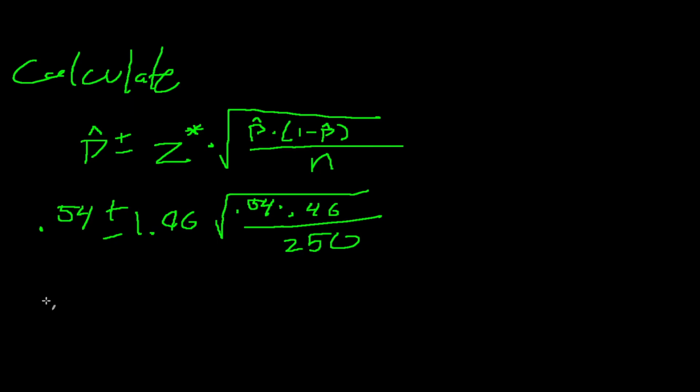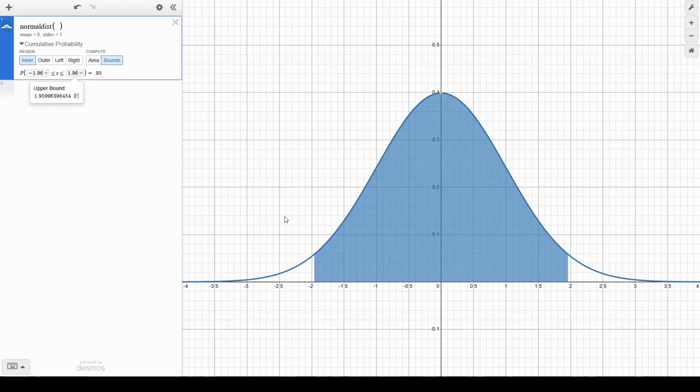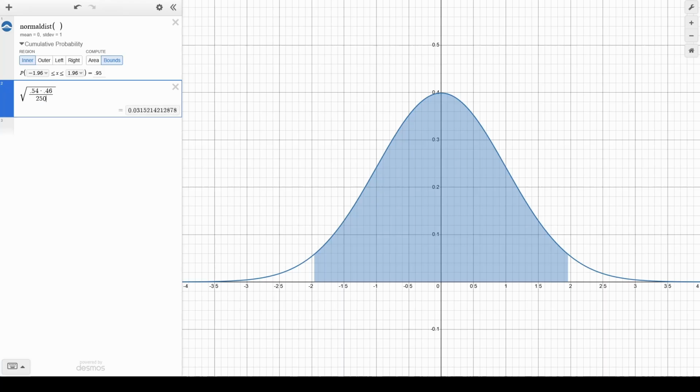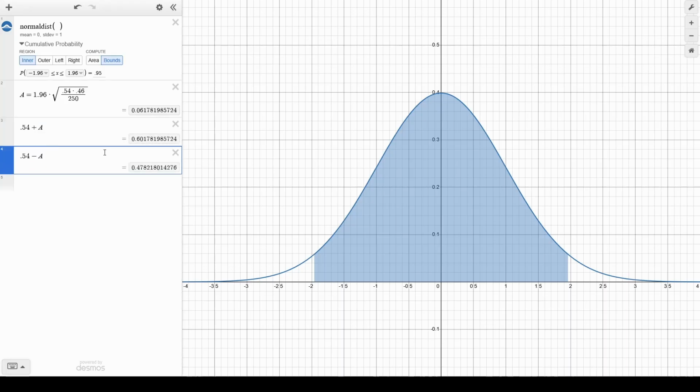1.96. So what does this actually equal? If we go back to Desmos, do square root 0.54 times 0.46 over n, which is 250. So this is our standard deviation, and then we multiply that by 1.96. This number is going to be how far from the statistic that our interval is going to be. So our statistic is 0.54, and we'll do plus a and minus a. Now we have two numbers, and these are going to be the bounds of our interval.